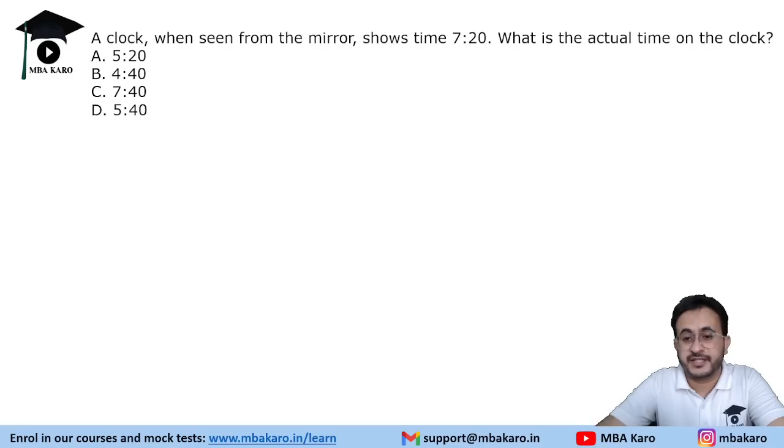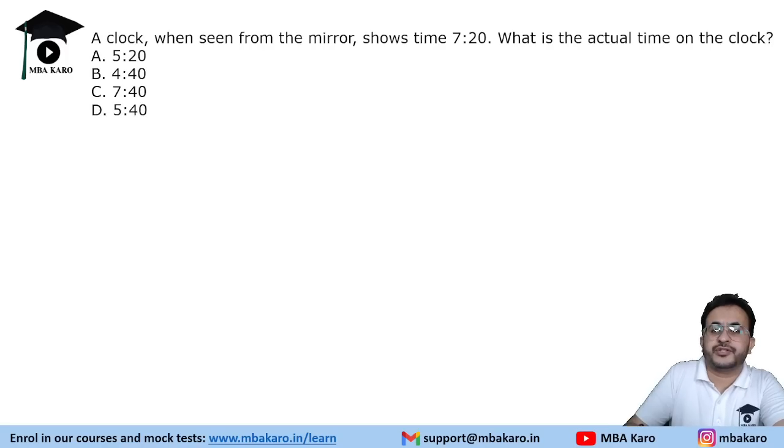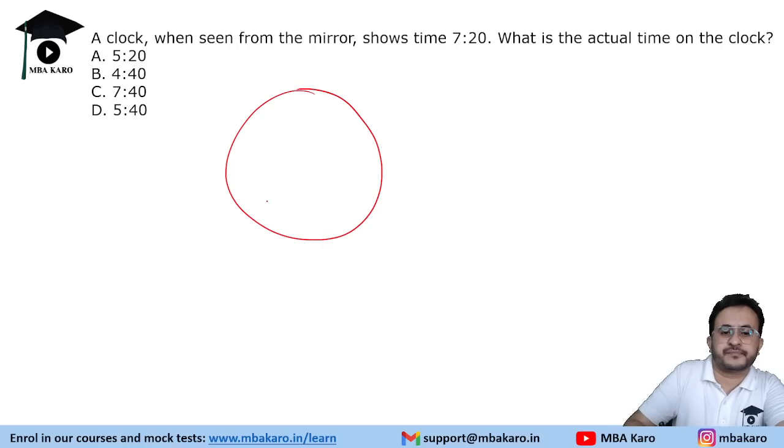Next question type is reflection. Okay, reflection type, mirror image and water image. A clock when seen from the mirror shows time 7:20. What is the actual time on the clock? Okay, so it is 7:20.